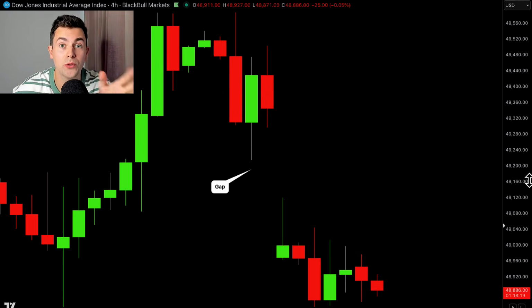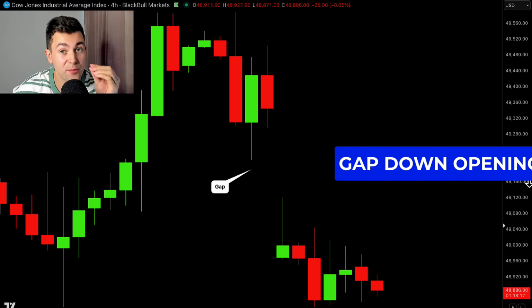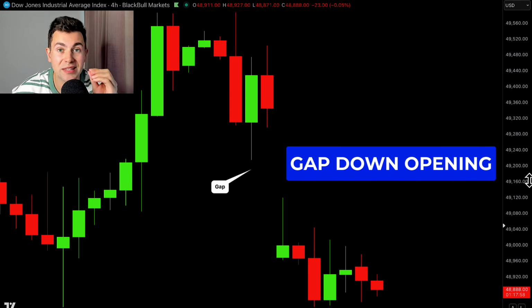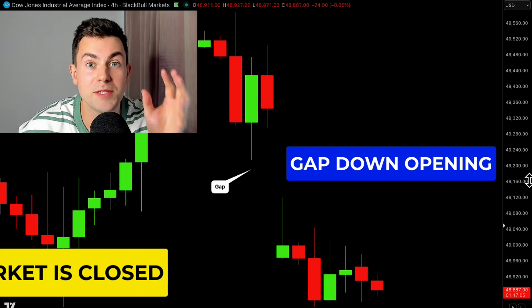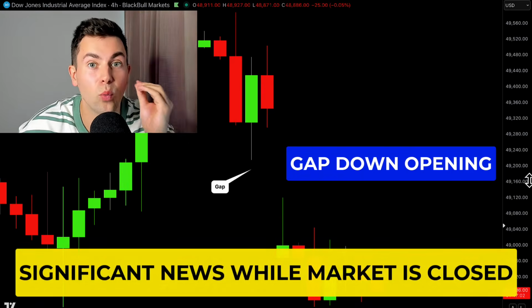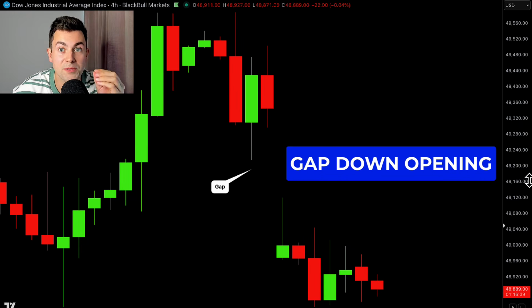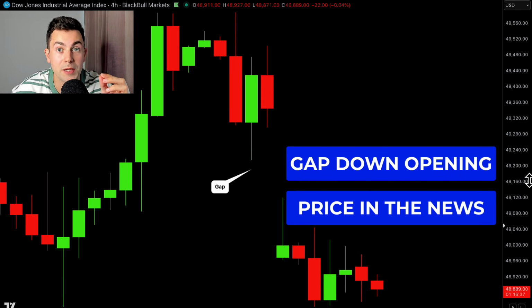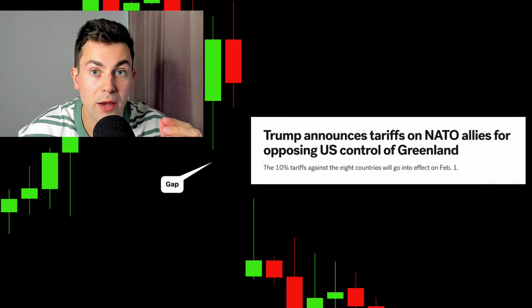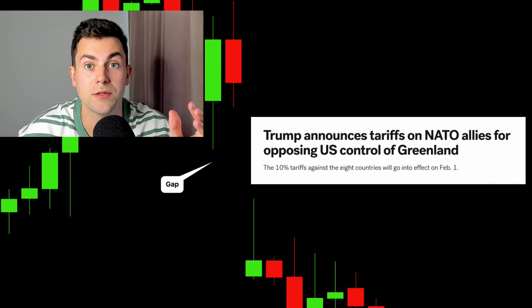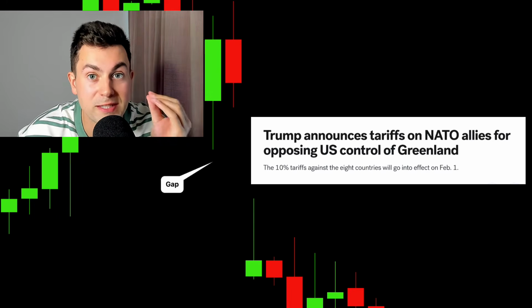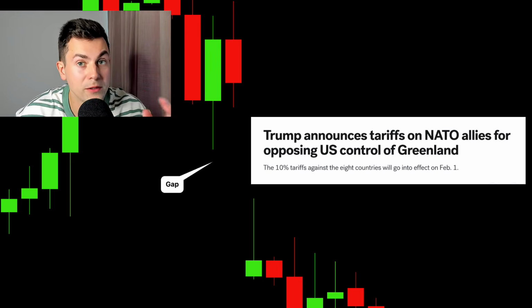This gap down on US30 Index is called a gap down opening. It formed immediately after the market opened after the weekend. Such gaps form when some significant news and events happen while the market is closed. These gaps are aimed to price in and reassess a fair value of the market, taking into consideration the impact of this news. In our case, this gap down was formed after Trump announced this weekend that he will impose sanctions on NATO if Denmark does not let the US take possession of Greenland.